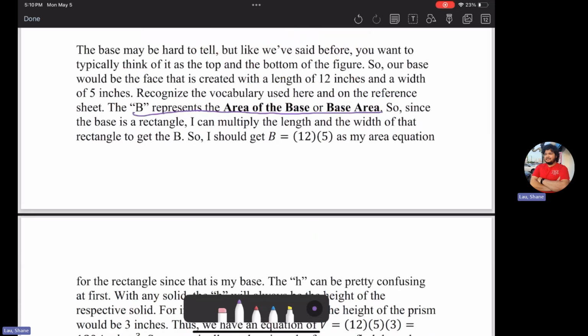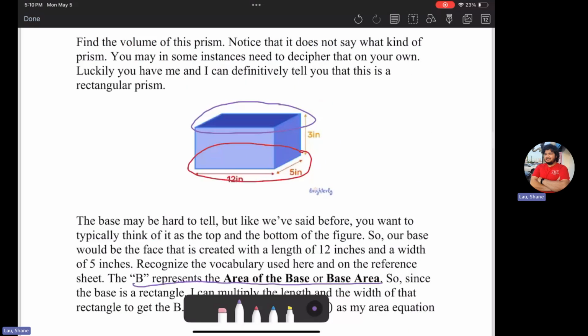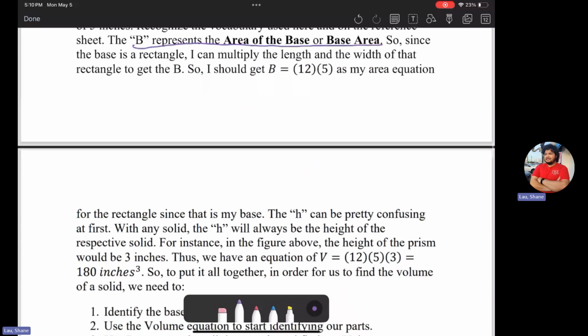So once I find that my base is a rectangle, I multiply the two values that make sense. In this case, it's a 12 and a 5, just like the diagram shows. I will get some value for it. I don't need that value particularly right now. But the quote unquote H can be pretty confusing at first.